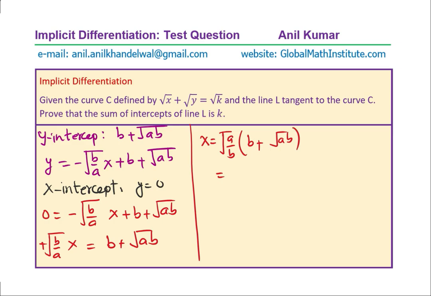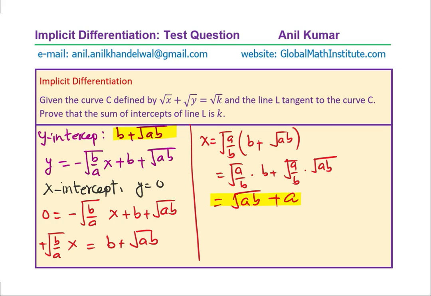Let's open the bracket. So we get square root a over b times b plus square root a over b times square root ab. And that gives you square root of ab plus, here the square root b cancels, we get just a here. So the y-intercept is b plus square root ab and the x-intercept is a plus square root ab. Now, what is their sum?